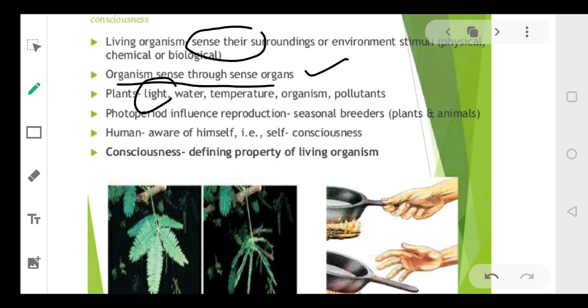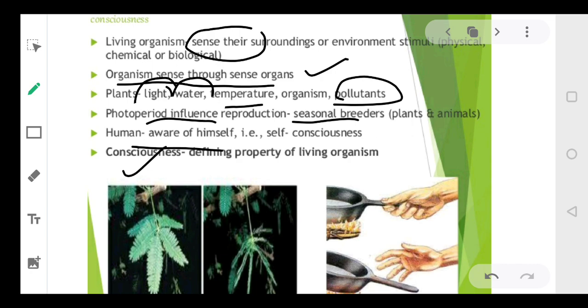Plants respond to light, water, temperature, and even to pollutants. Plants respond to light because they have a definite photoperiod, a definite amount of time they require for flowering, right? In plants and animals, we also have seasonal breeders. Then humans are aware of themselves. We know what we want, what we are seeing, how to respond, what to say, what not to say. So we are aware of what is happening around us, and this is because of our sense organs.